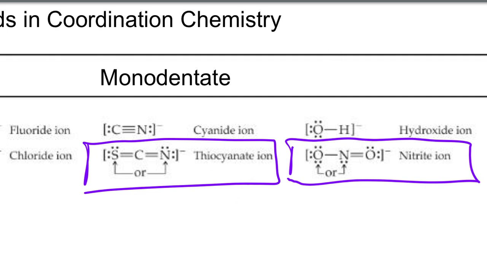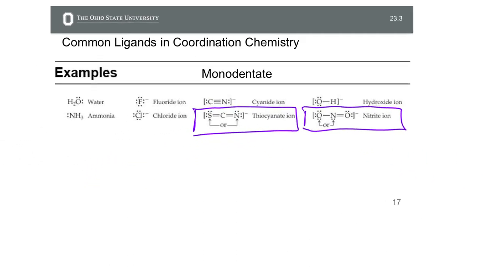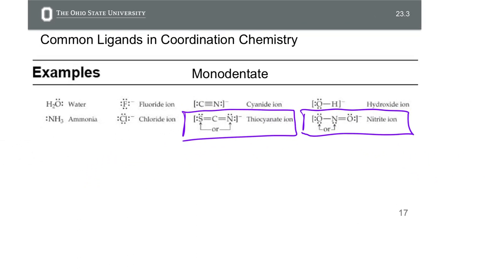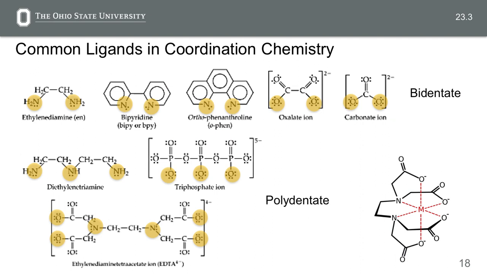So these are our monodentate ligands. Monodentate meaning it can bind from one spot on this ligand. We also have bidentate and polydentate ligands. Bidentate, meaning it can bind from 2 ends of one molecule. So a common example of this is ethylene diamine.